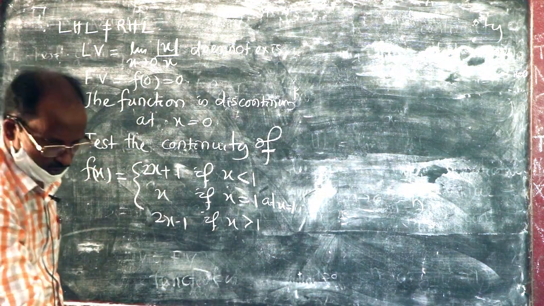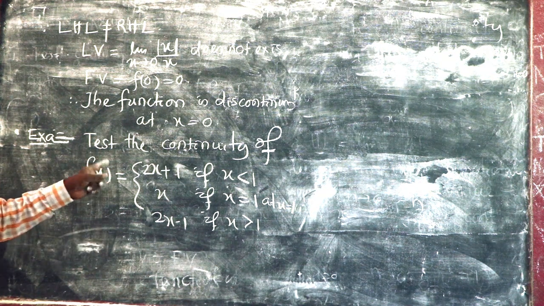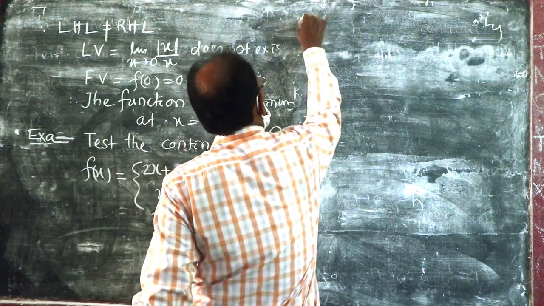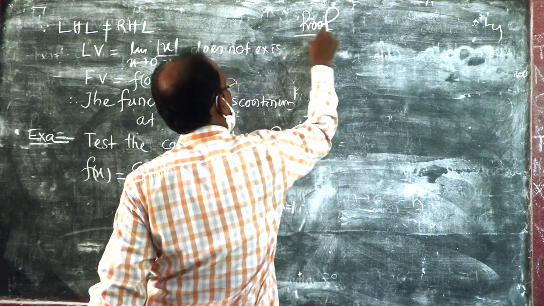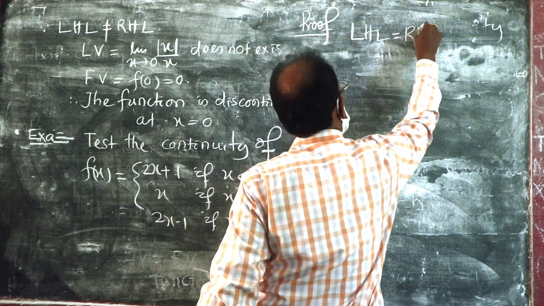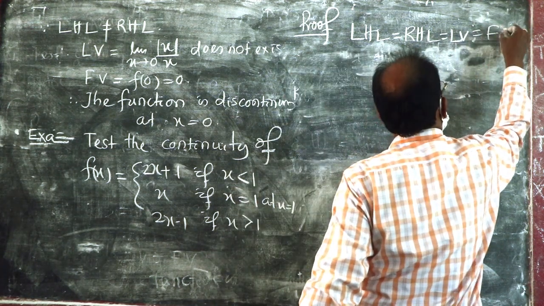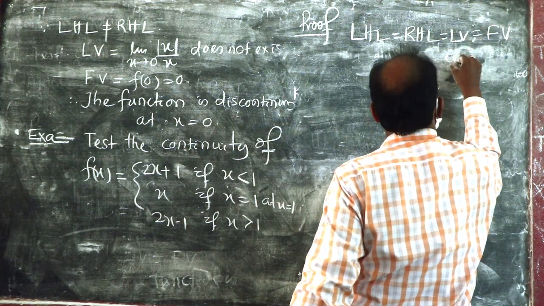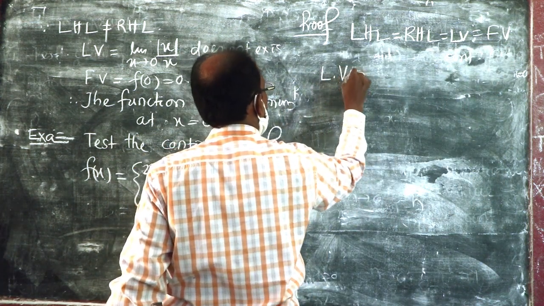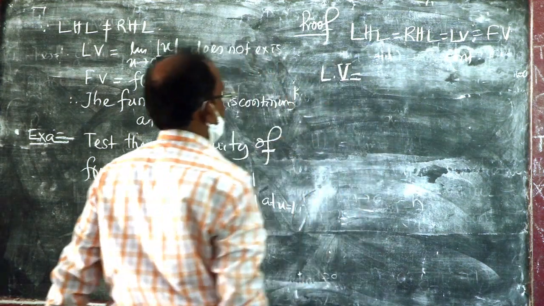In order to test the continuity, we have to find its left hand limit, right hand limit, and functional value. If left hand limit is equal to right hand limit is equal to limiting value is equal to functional value, then the function is said to be continuous. So first, what is the limiting value? Always we have to find limiting value and a functional value.